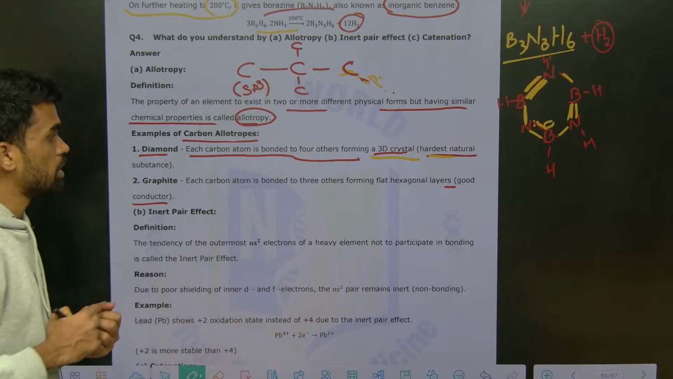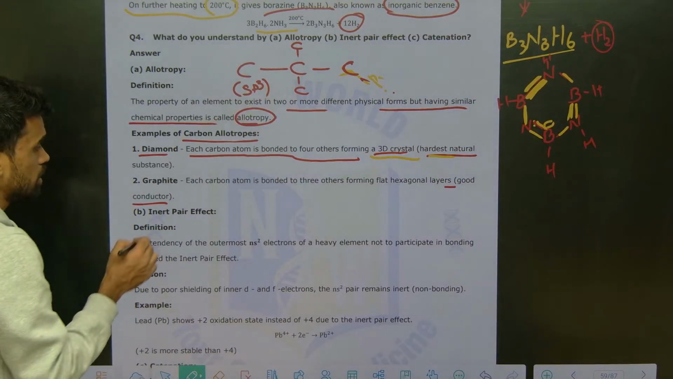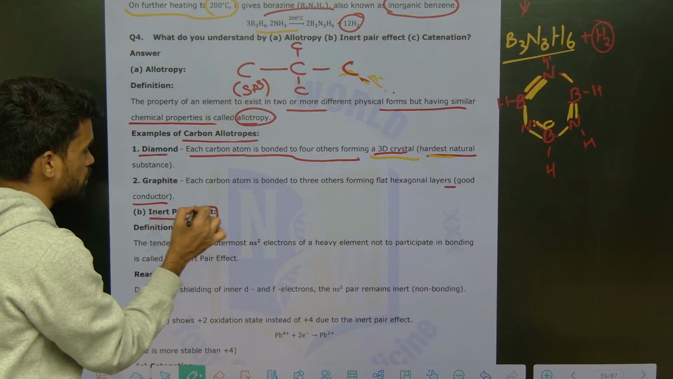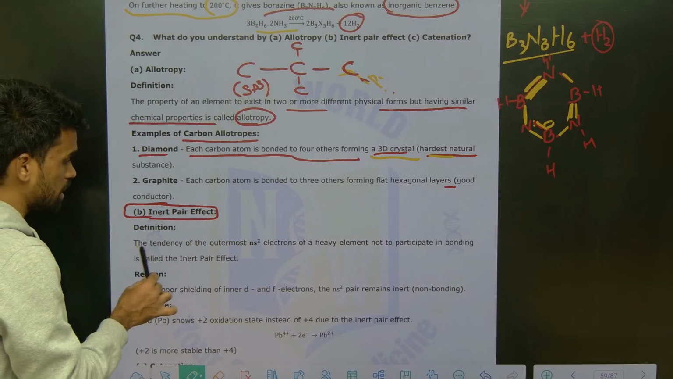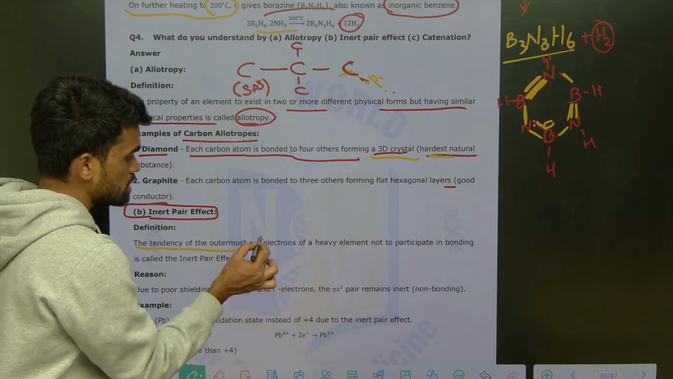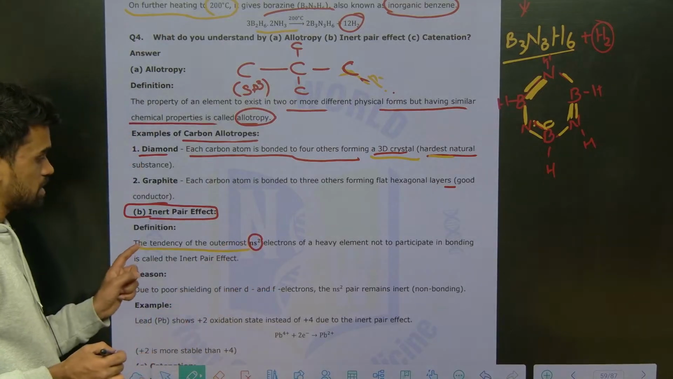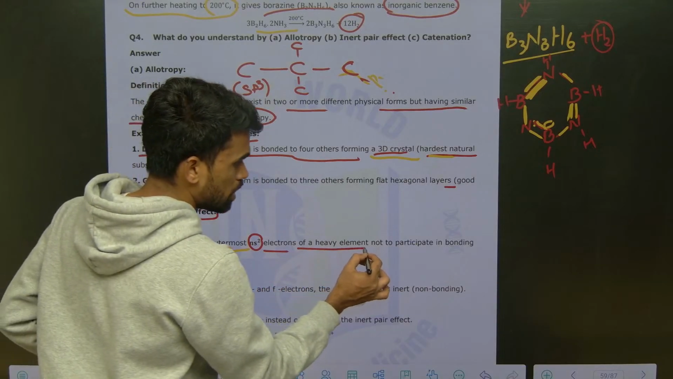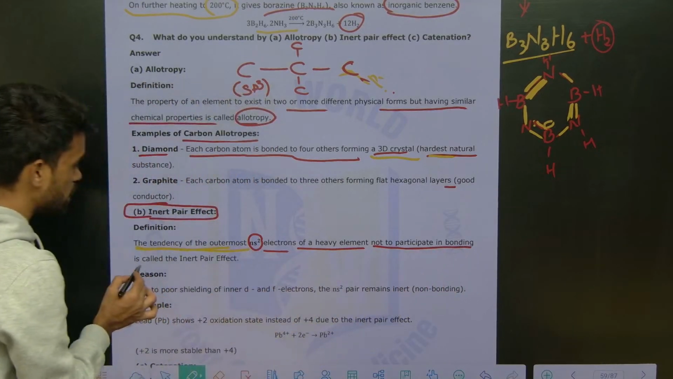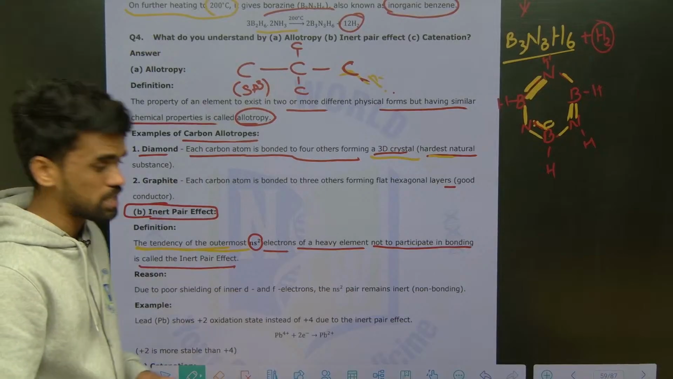Remember this point. Okay. Next, one more thing here, what do we mean by inert pair effect? Okay, so inert pair effect means the tendency of the outermost ns electrons of a heavy metal not to participate in bonding is called inert pair effect. What does inert pair effect mean?